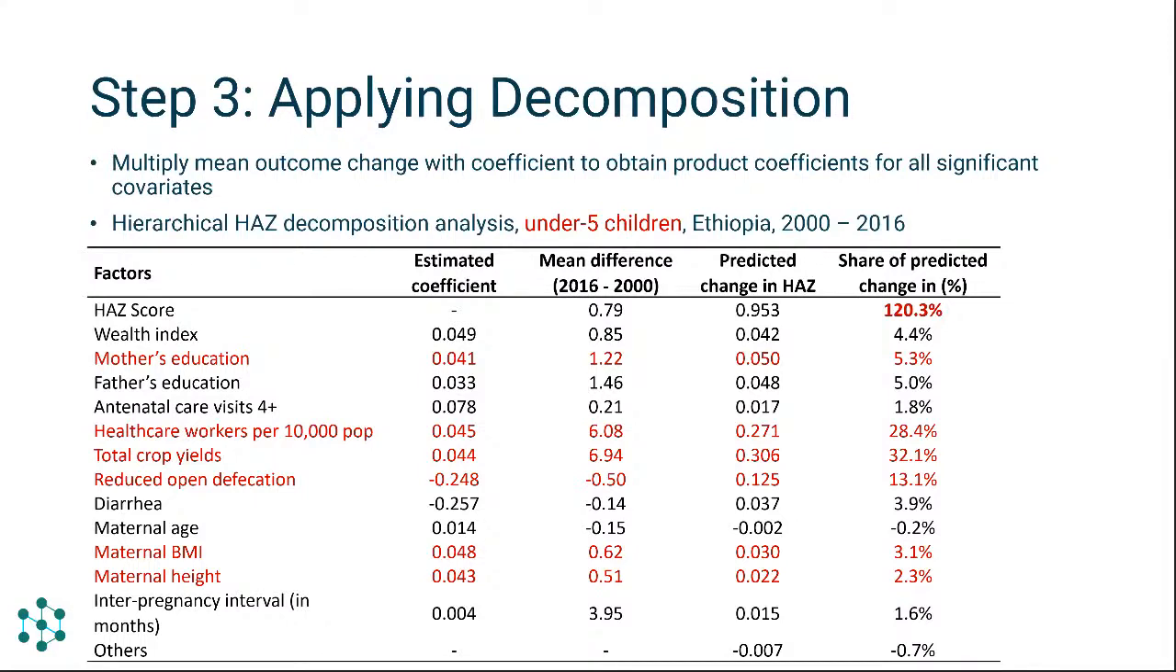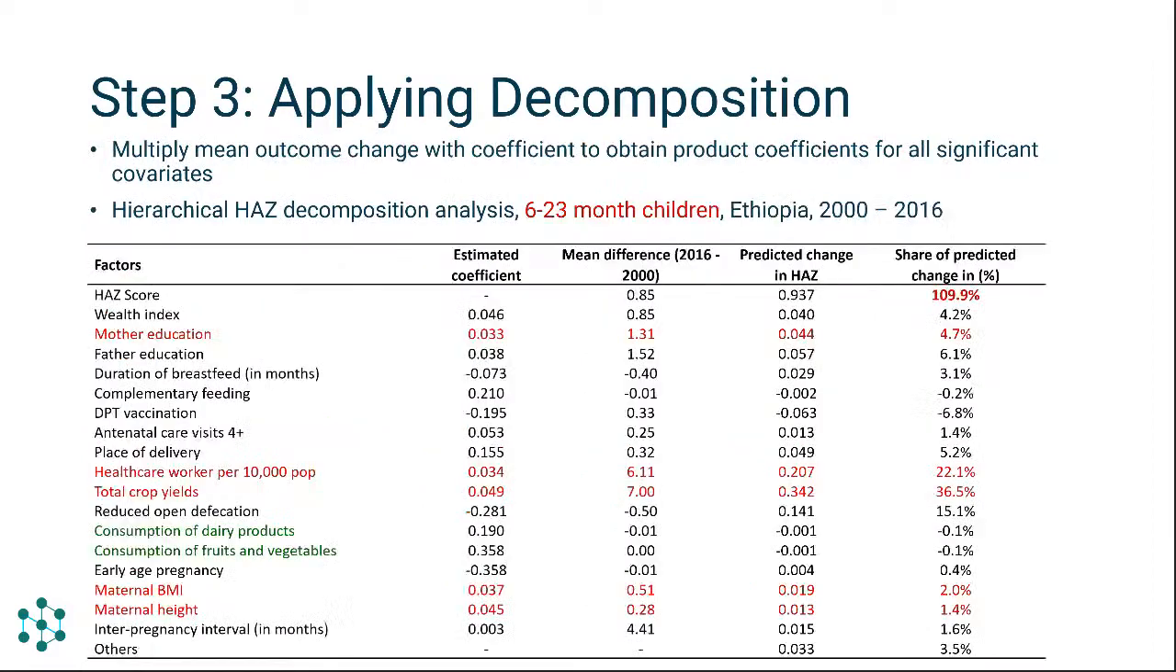And I think allowing for up to 120% explained should be fine and is justifiable. Now, if we implement this method for the 6 to 23 month population in Ethiopia, we did it in the exact same way. The main difference here is that we were able to include those dietary intake variables that I showed you in the conceptual framework. We weren't able to do that for the under 5 population because they weren't collected for all those children.